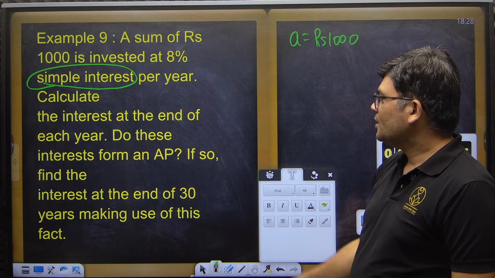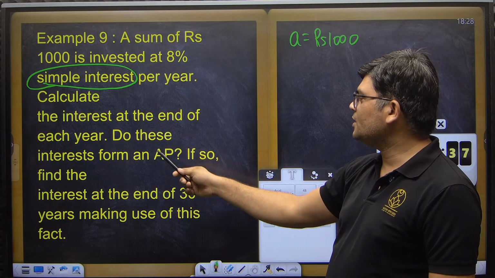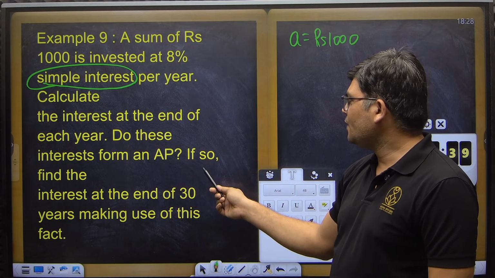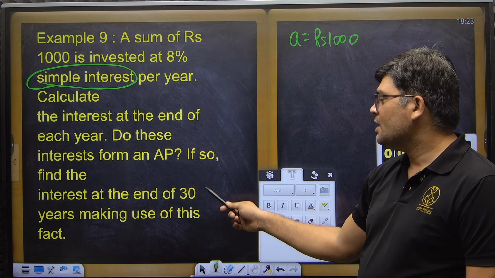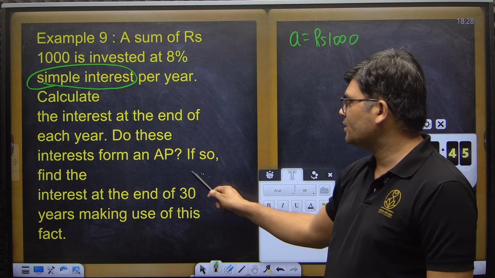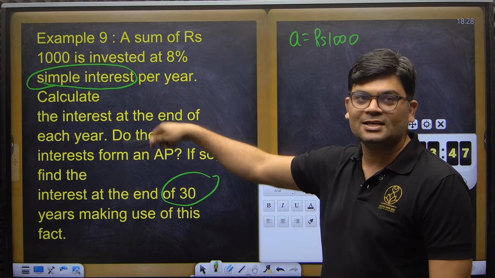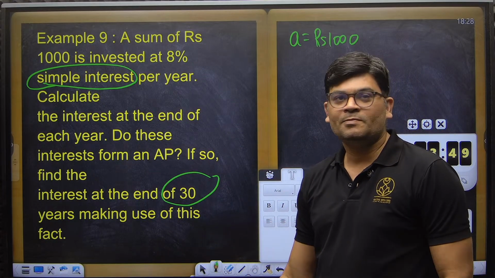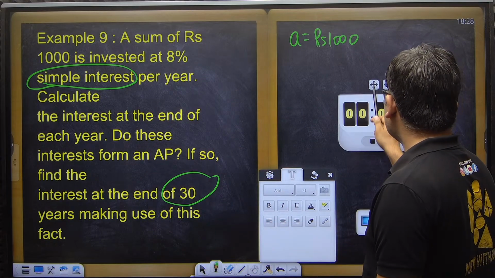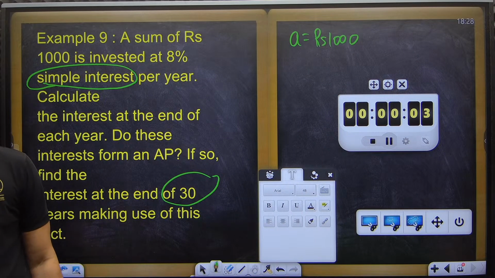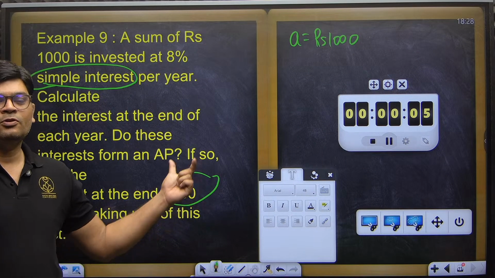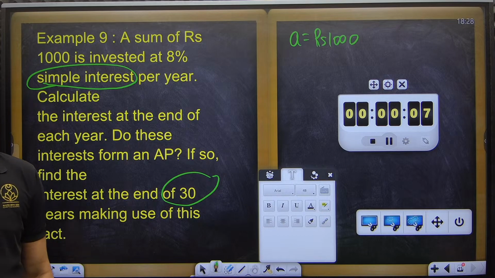Alright. Calculate the interest at the end of each year. Do the interests form an AP? Yes. If so, find the interest at the end of the 30 years making use of this fact. So I want this answer. I don't want the other answers. Let me see who is going to do it first. The time given is not more than 1 minute. You know what is A, you know what is D, you know what is N. You need to find a30 quickly.